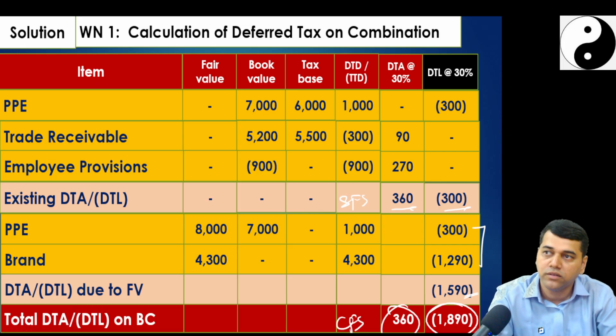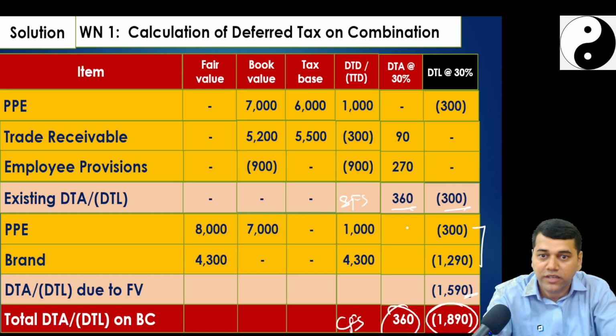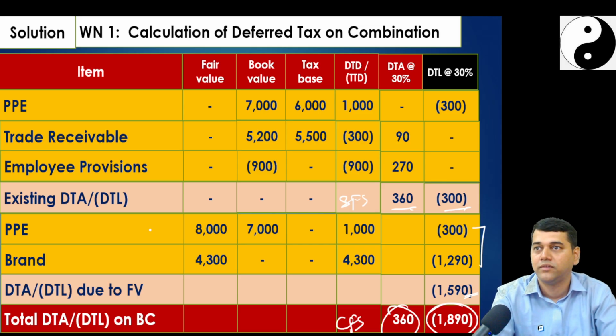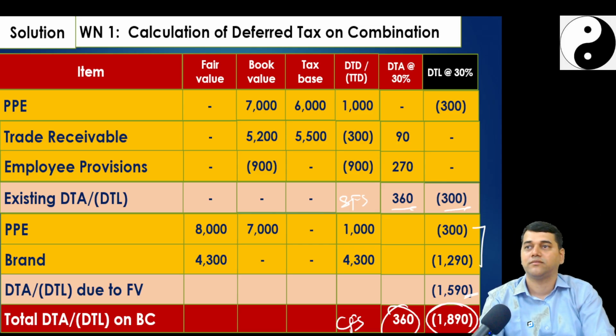Yes, Prithvi, are you clear? The below three is additional because of the fair value. Why? Because income tax didn't recognize it.